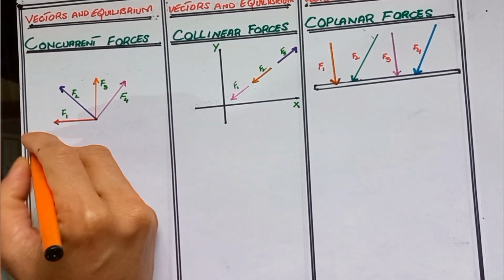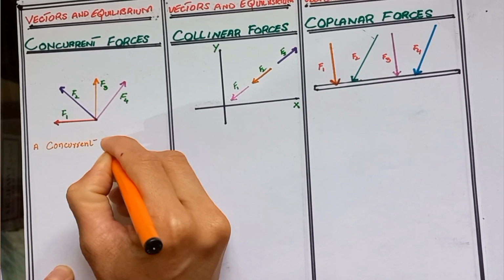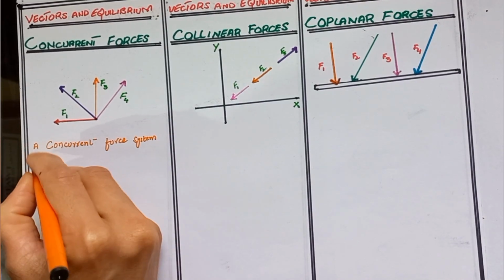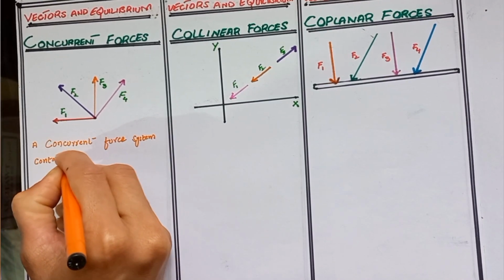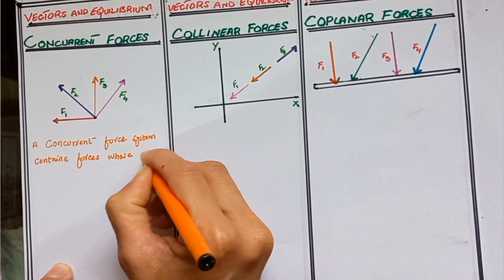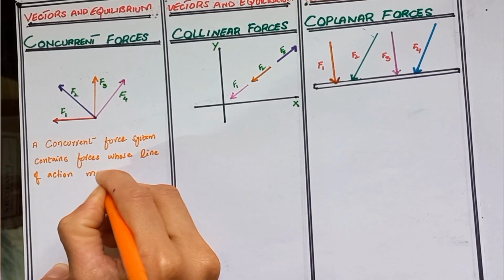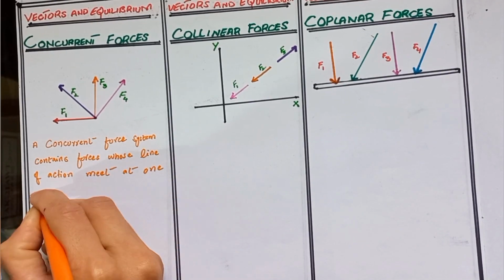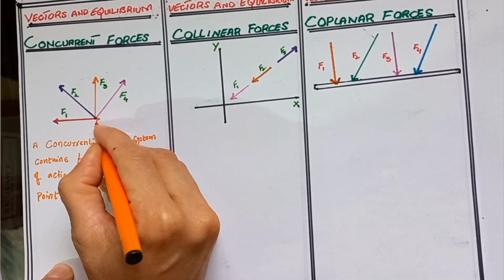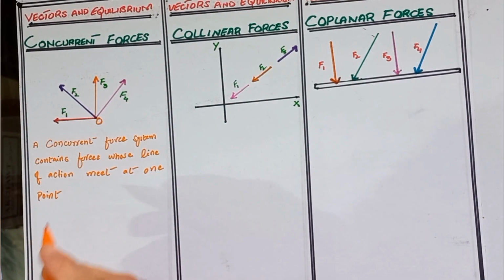What are the concurrent forces? A concurrent force system contains forces whose line of action meet at one point. Here all the forces' lines of action meet at one point. Let's consider this point is O. All these forces meet at this point O. So these are the concurrent forces.